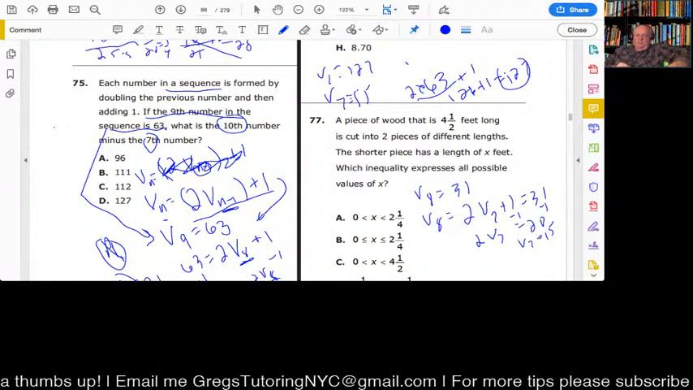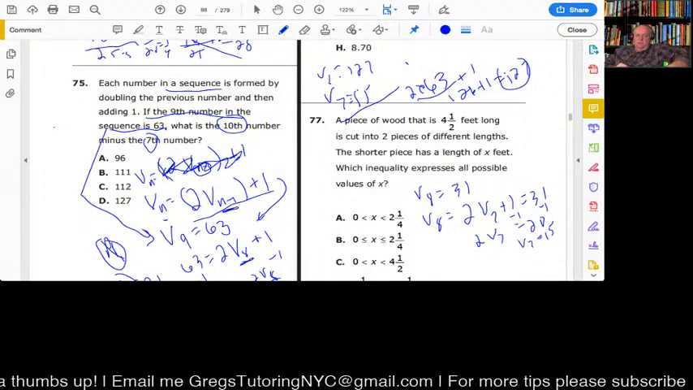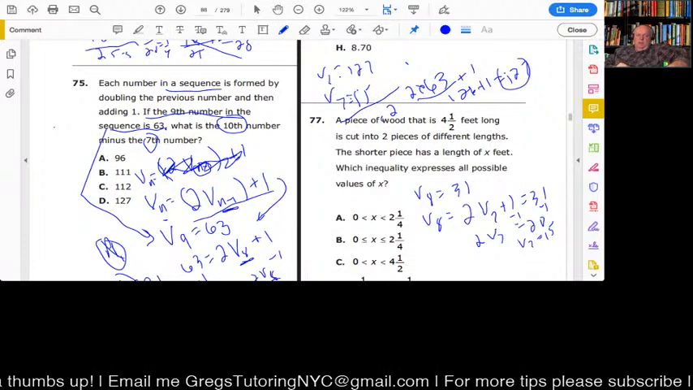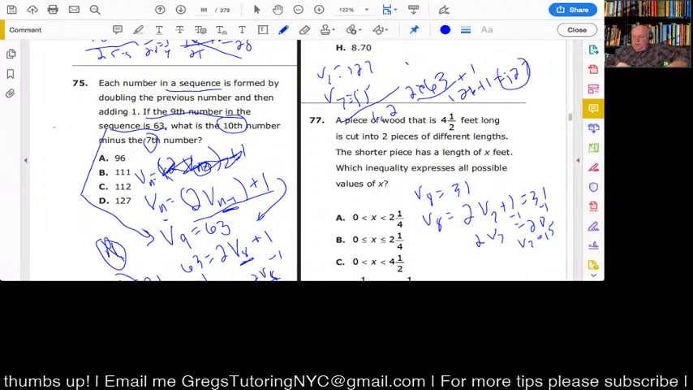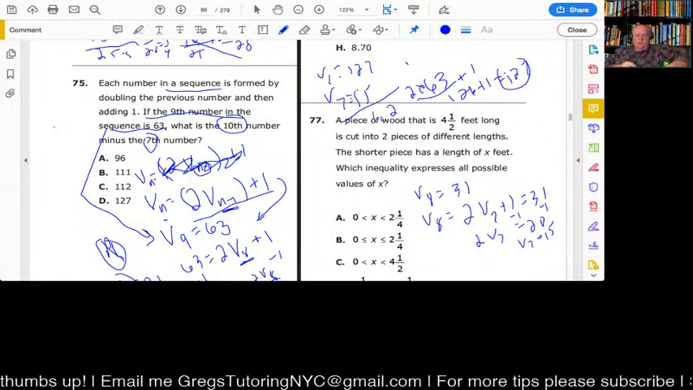Okay, V7 was 15. So all we're going to do is subtract the two of these. So we're going to get 112. So 112 should be C. Yes, it is, okay?